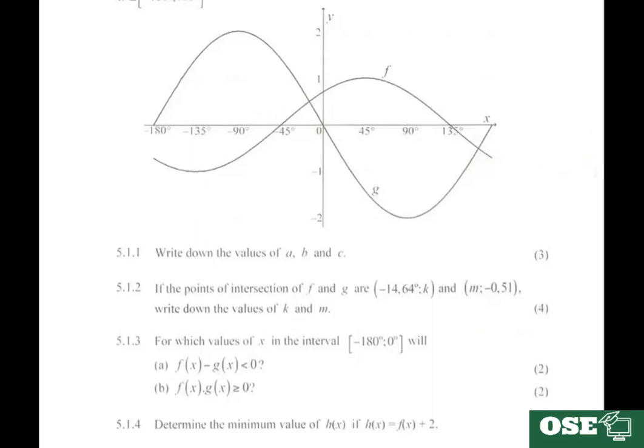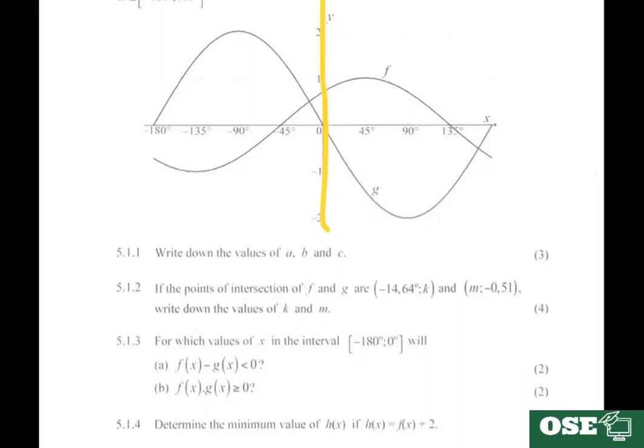Okay, and then the next question says, for which values of x in the interval negative 180 to 0, so only up until here, will f of x minus g of x be less than 0? Chuma, do you want to try this one?